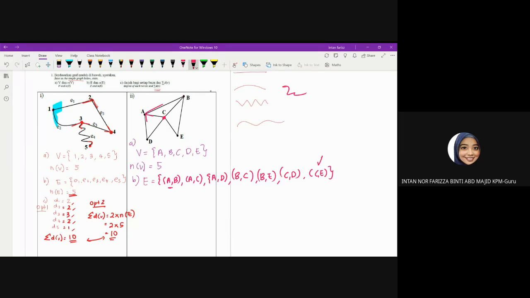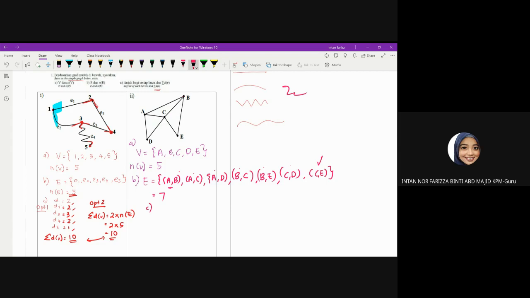Let's count how many there are. 1, 2, 3, 4, 5, 6, 7. So this is 7. How to check? This is how you check. You count how many lines here. 1, 2, 3, 4, 5, 6, 7. Same, right? That's how you check. All right, so next, let's move on to the next one.